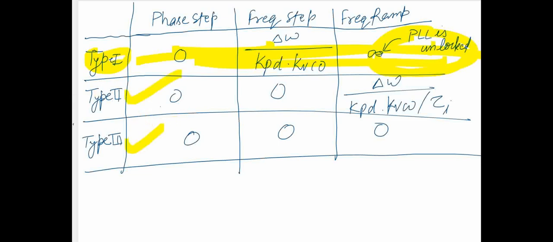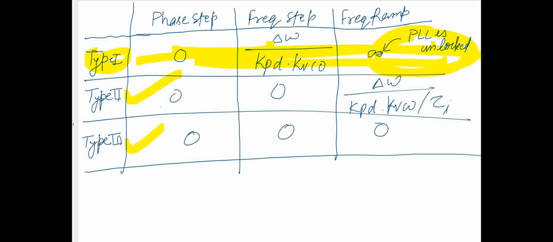Okay, so that was about the stability of the locking of the PLL, giving a phase step, frequency step, and frequency ramp at the input, and checking the steady state phase error with the type 1 PLL, type 2 PLL, and type 3 PLL. And so this is all our conclusion.